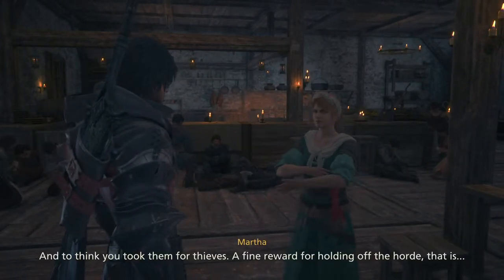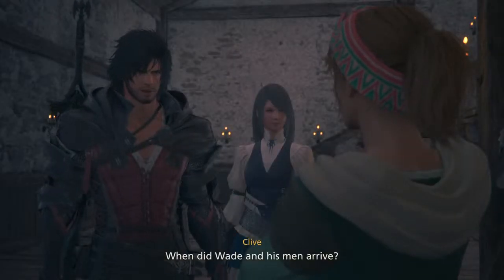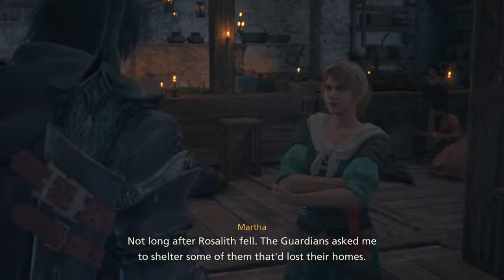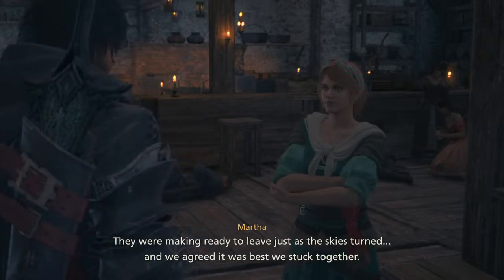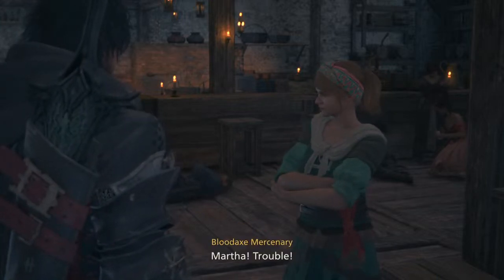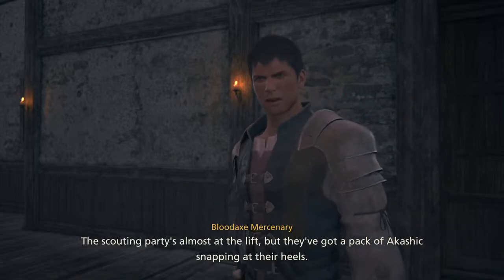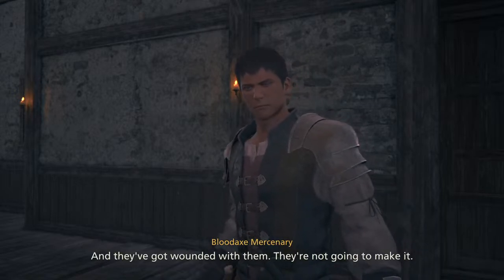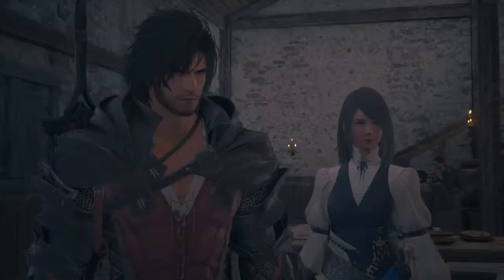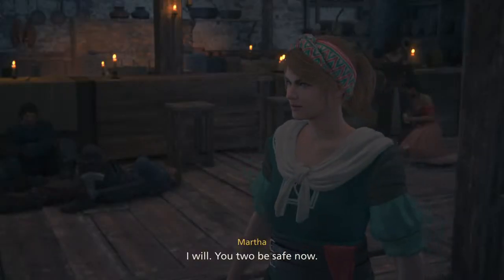And to think you took them for thieves. A fine reward for holding off the horde, that is. When did Wade and his men arrive? Not long after Rosalith fell, the Guardians asked me to shelter some of them that had lost their homes. They were making ready to leave just as the skies turned, and we agreed it was best we stuck together. Martha! Trouble! The scouting party's almost at the lift, but they got a pack of Akashic snapping at their heels! And they've got wounded with them! They're not gonna make it! Damn it all. We'll worry about them, Martha. You look after everyone here. If any can still fight, send them to the lift. I will. You two be safe now.